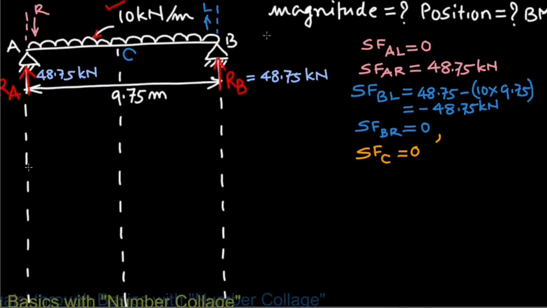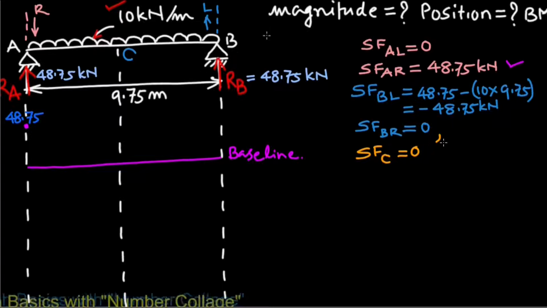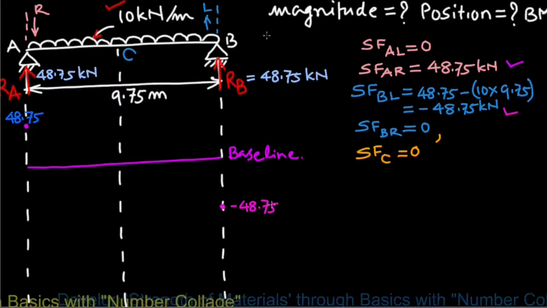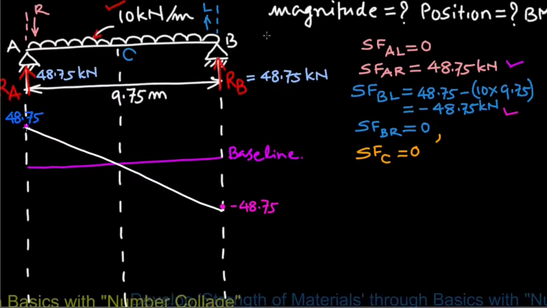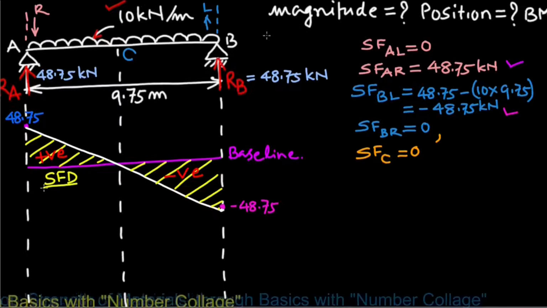For drawing the shear force diagram, let us first draw the baseline. Then shear force to the right of point A is somewhere here, which is 48.75 kilonewton, and shear force to the left of point B is minus 48.75 kilonewton. We will complete the shear force diagram by joining plus 48.75 and minus 48.75. So this is the shear force diagram, which is positive here and negative here. So this is SFD, shear force diagram.